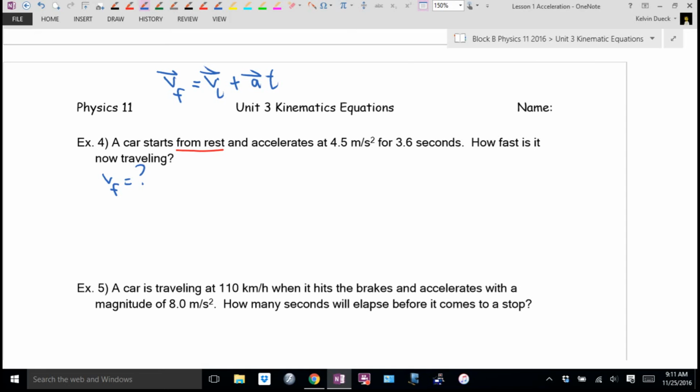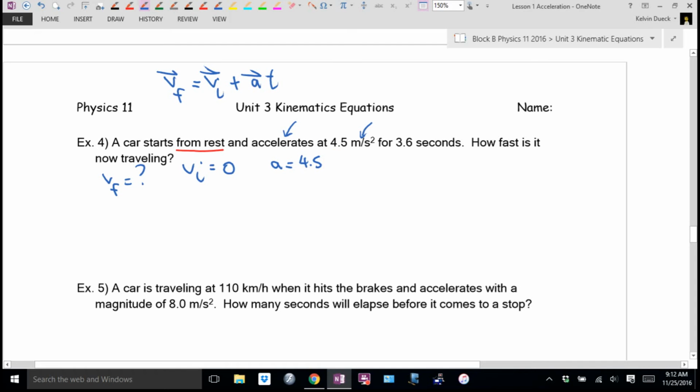From rest, what's that tell me? What's VI? What's that 4.5? How do I know it's acceleration? Two ways. First of all, they use the word, but I don't even look at the words. I glance at the units. It's meters per second squared, and I've taught myself as a quick little shortcut, whenever I look for numbers and the units, and I know what it is right away, it has to be the acceleration.